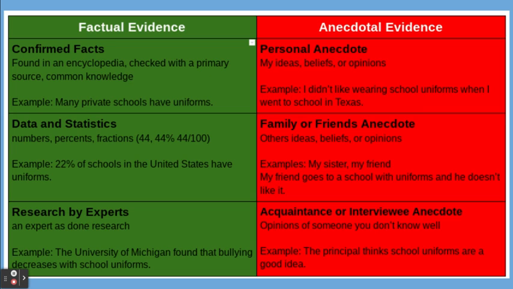Acquaintance would just be someone you don't know very well, or someone maybe you interview and ask a question to. So the definition is opinions of someone you don't know well. That's an acquaintance or interviewee anecdote. So an example would be, I talked to a principal and the principal thinks that school uniforms are a good idea. So you just ask your principal, what do you think of school uniforms? And he or she says, well, I think they're a good idea. There's no research there. It's not factual information. It's an anecdote.